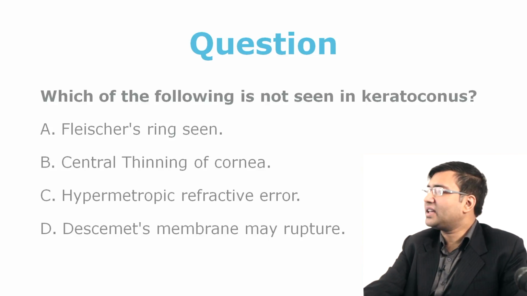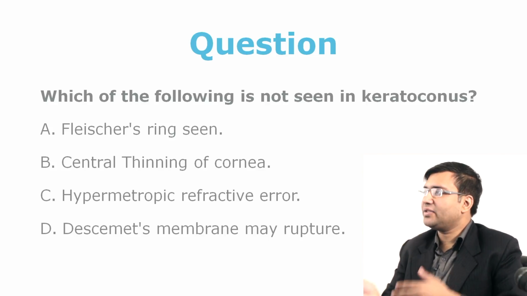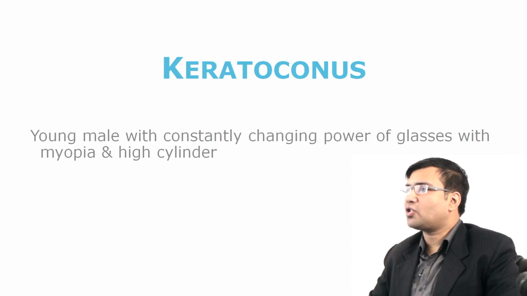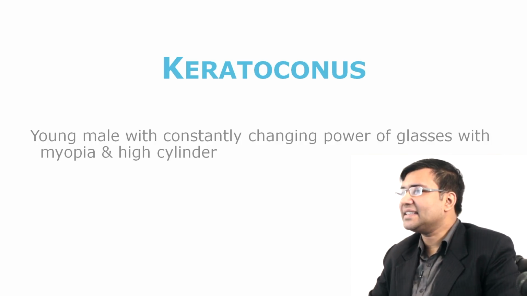So now we come to the keratoconus. Then we would again see what should be the answer of this question. So how does a typical patient present? Basically, a keratoconus patient is a young male with constantly changing power of glasses with myopia and high cylinder.